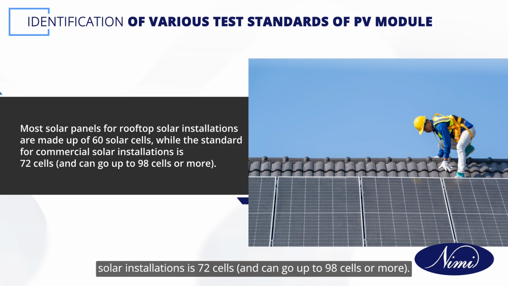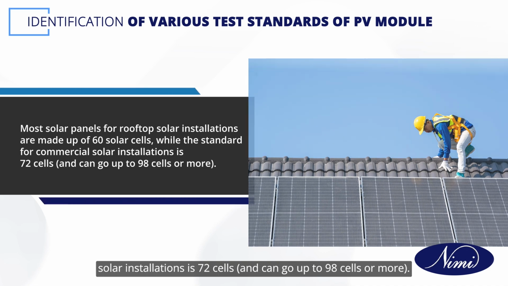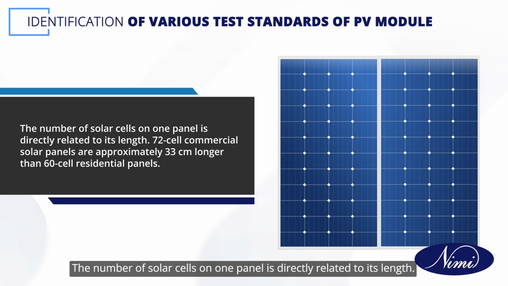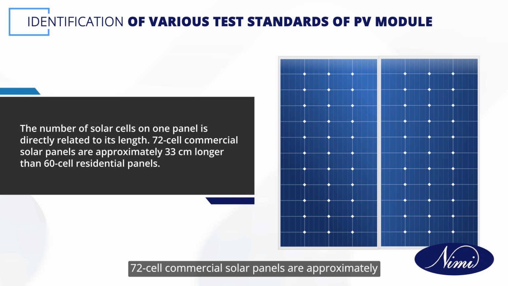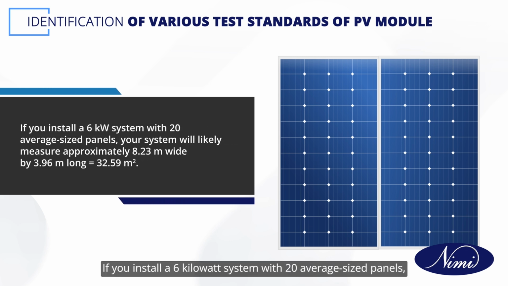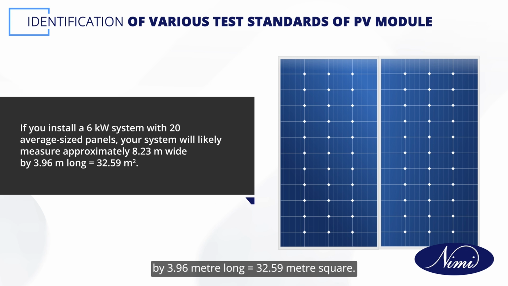Most solar panels for rooftop solar installations are made up of 60 solar cells, while the standard for commercial solar installations is 72 cells and can go up to 98 cells or more. The number of solar cells on one panel is directly related to its length. 72 cell commercial solar panels are approximately 33 cm longer than 60 cell residential panels. If you install a 6 kW system with 20 average sized panels, your system will likely measure approximately 8.23 meter wide by 3.96 meter long, which is equal to 32.59 meter square.